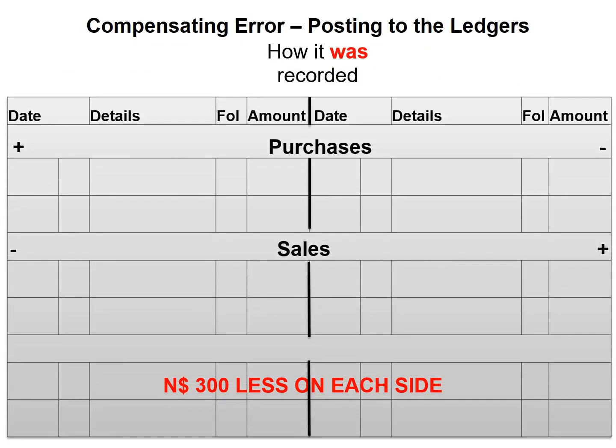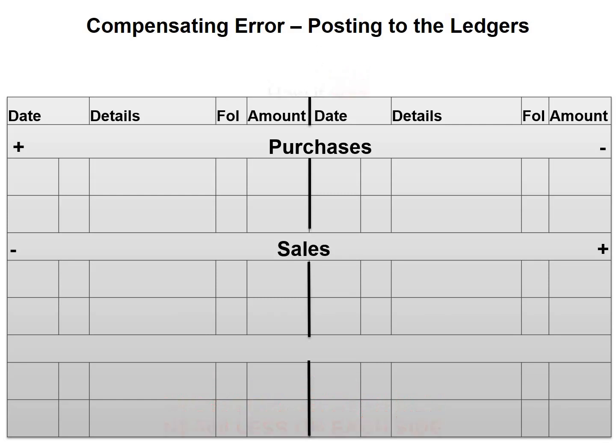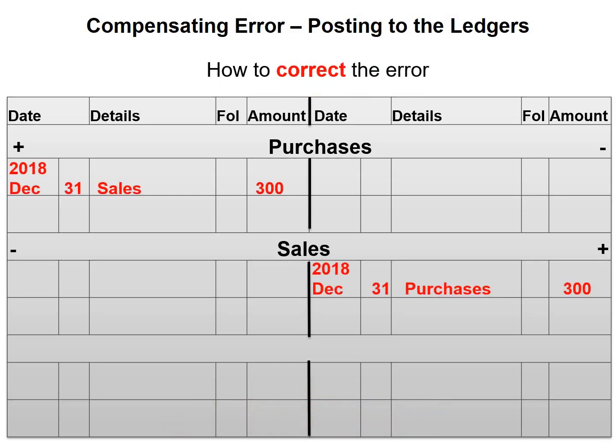Well, first we'll show how this was recorded. Just 300 less on each side. And how we would go about correcting this error. Well, we would debit purchases with $300 Namibian and credit sales with $300 Namibian, just like we did in our general journal. Let's have a look at the effect on our trial balance.